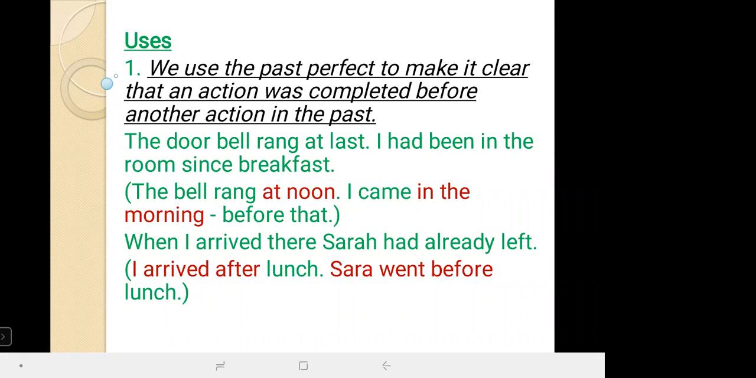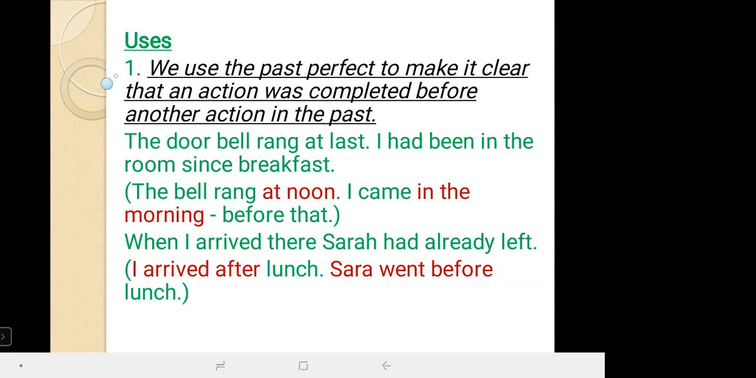Look at this. When I arrived there, Sarah had already left. So you arrived at the place where your appointment was, but when you arrived, the person who made the appointment with you was not there. Which means that person left the place before you arrived. So the first action is leaving the place. That person leaving the place is the first action. So you say, Sarah had already left when I arrived there.